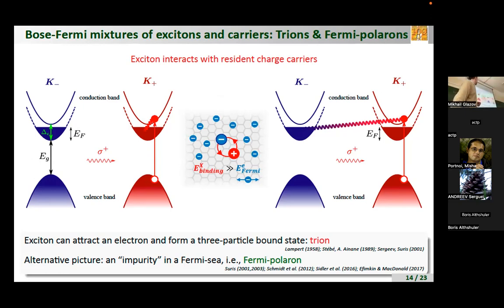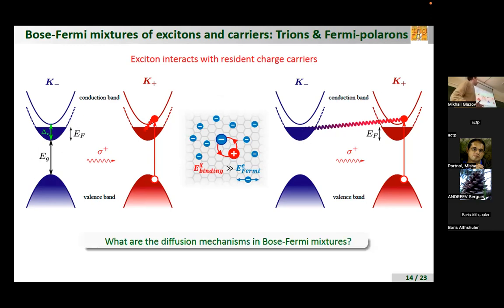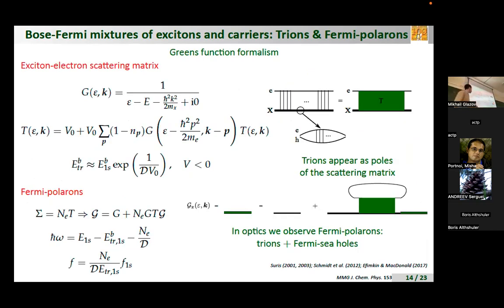So our question, from the colleagues from Dresden, was what happens with the transport, how to describe diffusion in this kind of Bose-Fermi mixtures. You have both the exciton and you have electrons around, the fermions. And in this case, it turns out that the most convenient way is to use the so-called Fermi-polaron formalism. It's an approximate but very convenient method to take into account the many-body nature of everything.